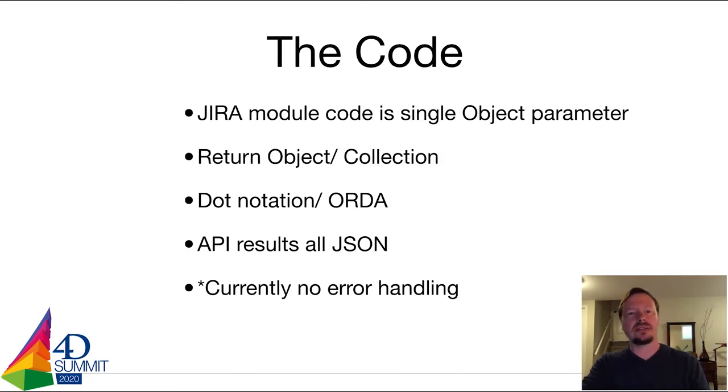The JIRA module that's included within the project is a v18 project. All of the code uses single object parameters, and sometimes it'll return either an object or a collection, whichever one makes sense. If you're getting a list of things, oftentimes a collection is appropriate. It uses dot notation. All of the API results that are coming back from JIRA are JSON, which flow right into our native objects and collections. So that's fantastic.